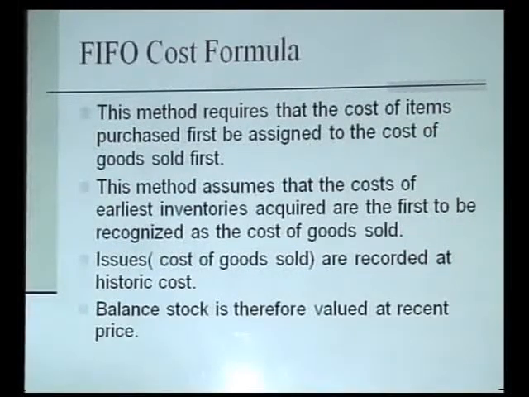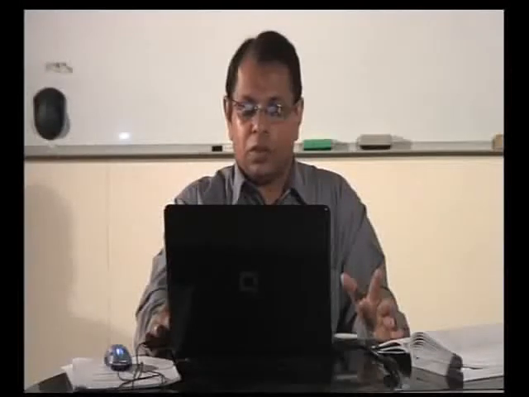The balance stock, the stock unsold, is therefore valued at recent price. So that is the significant feature of first in first out method. Issues are recorded at historical cost, and the stock unsold is valued at recent price.